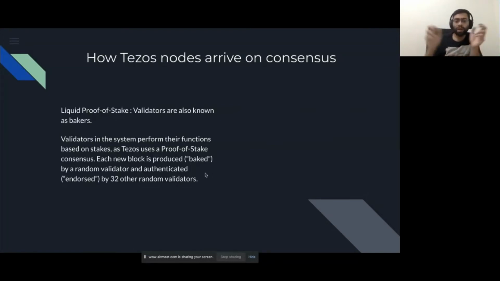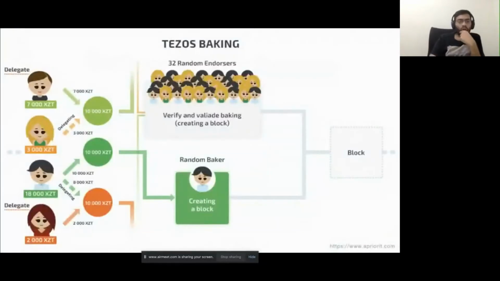And every time a new block is baked, it is baked by a random validator, and other validators need to endorse that the block is correct. That way it makes it scalable. Ethereum and Bitcoin rely on what is known as proof of work, which is very computation intensive. So Tezos takes a different approach, which is called proof of stake, liquid proof of stake, which is a more interesting approach in that regard. It's more efficient.